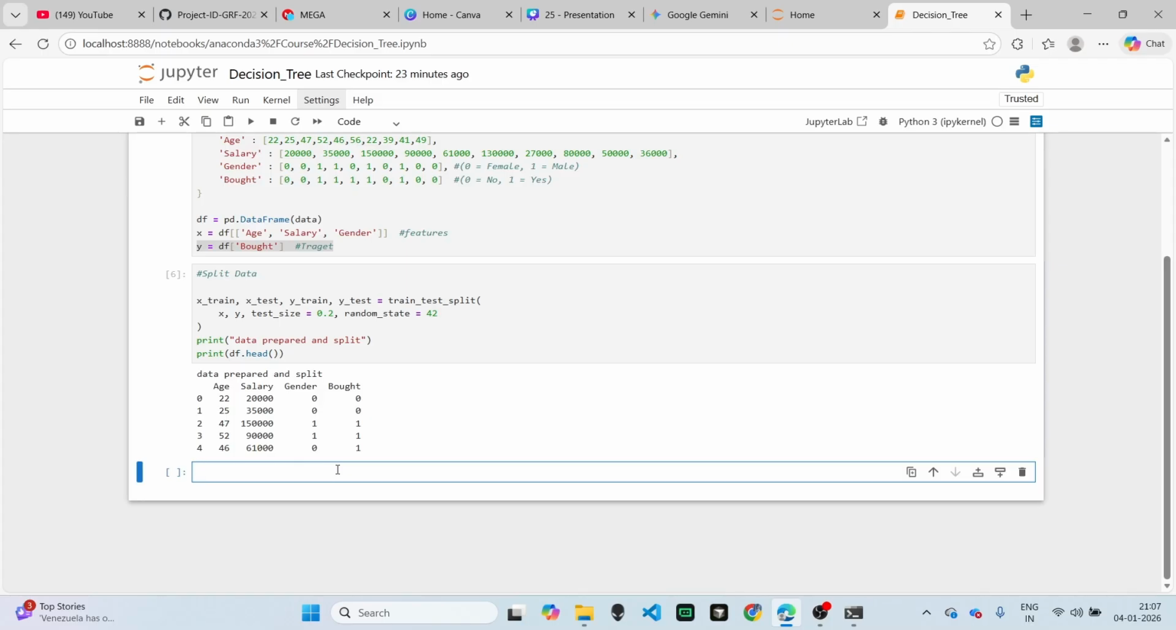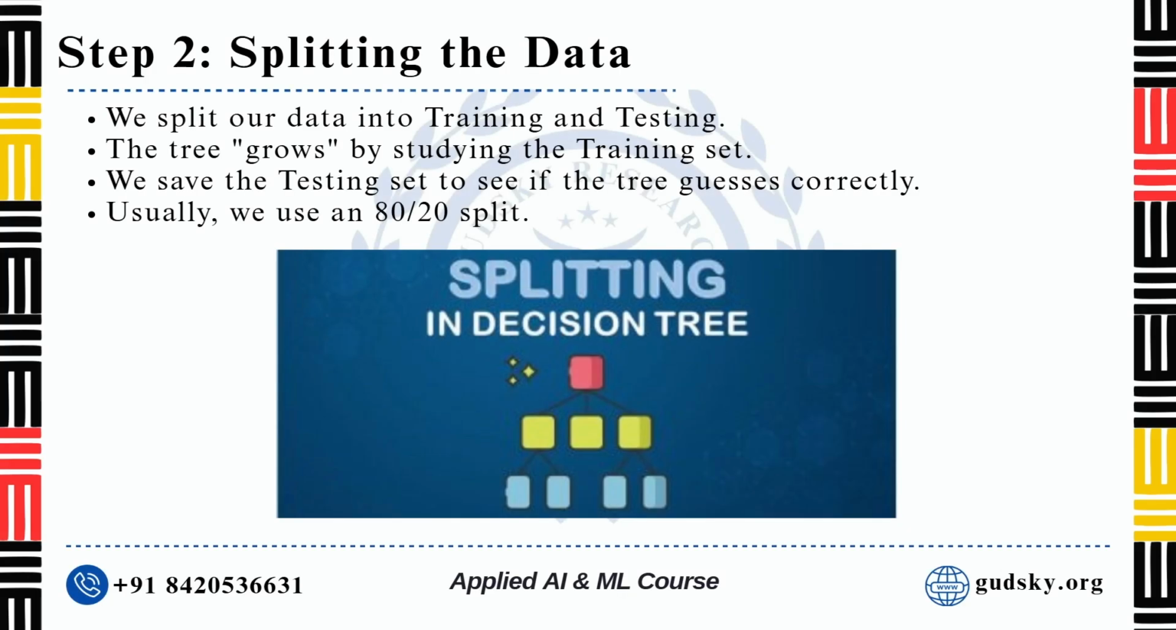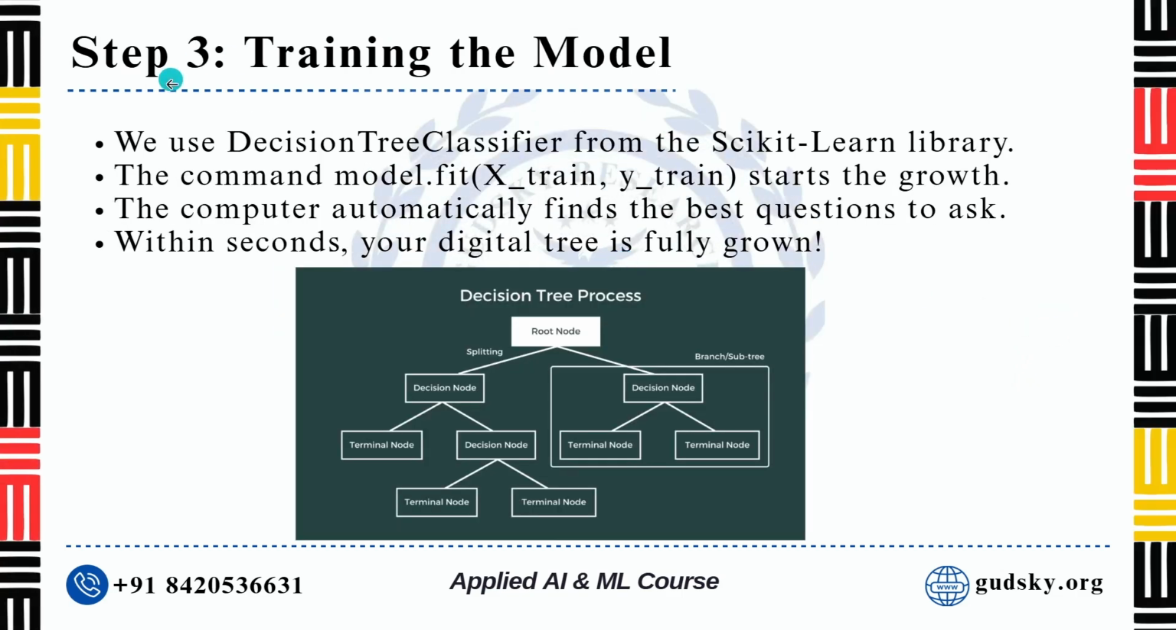let's move back to our presentation and check which is the next step to proceed with. Here we are again moving forward to step 3, training the model. Now we grow the tree using sklearn. With the first command, the computer scans our training data and builds the logic. And it figures out the best questions, the best branches, and the best leaf nodes in a fraction of seconds.